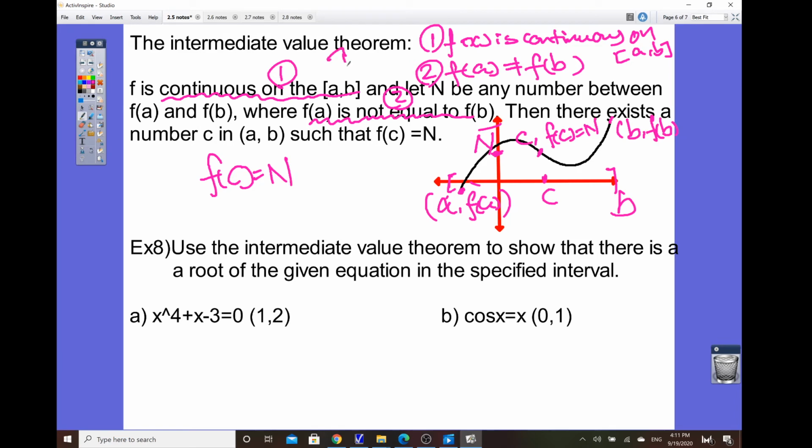Another way you can put it, you can put it like a conditional statement. If this is true, then f of c equals n, and where c is right in between a and b.